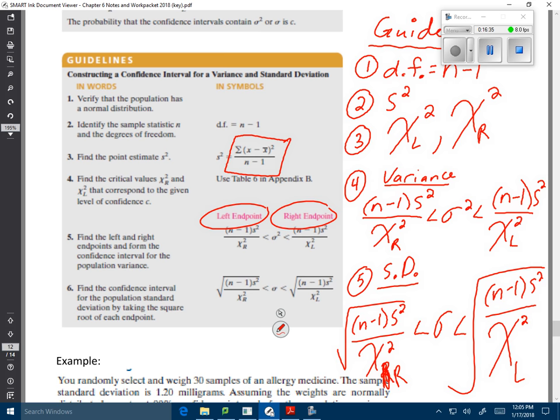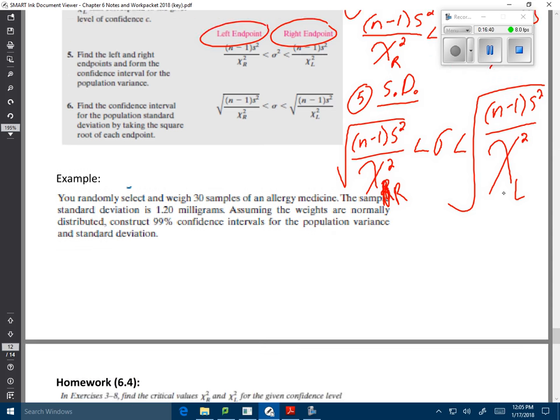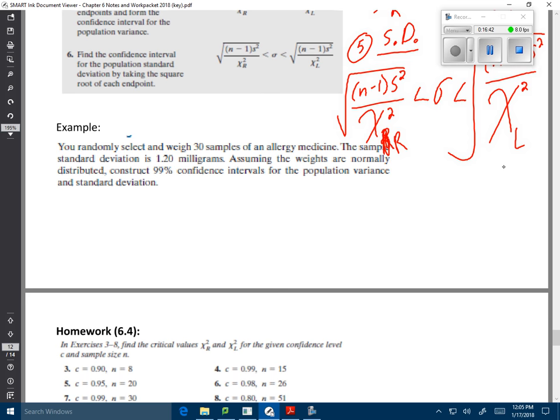I'm going to slide this up. Here is an example where we're going through the whole problem. It says you randomly select and weigh 30 samples of allergy medicine. The sample standard deviation is 1.2 milligrams. Assuming that the weights are normally distributed, construct a 99% confidence interval for the population variance and standard deviation. So you have to find both the interval for the variance and the standard deviation. I'll give you a couple minutes to try this on your own. Ms. Jack, if you could pause the video, that would be great.